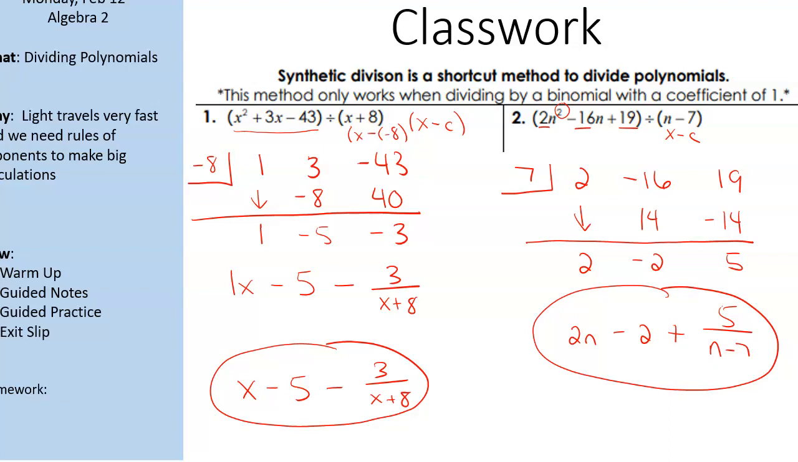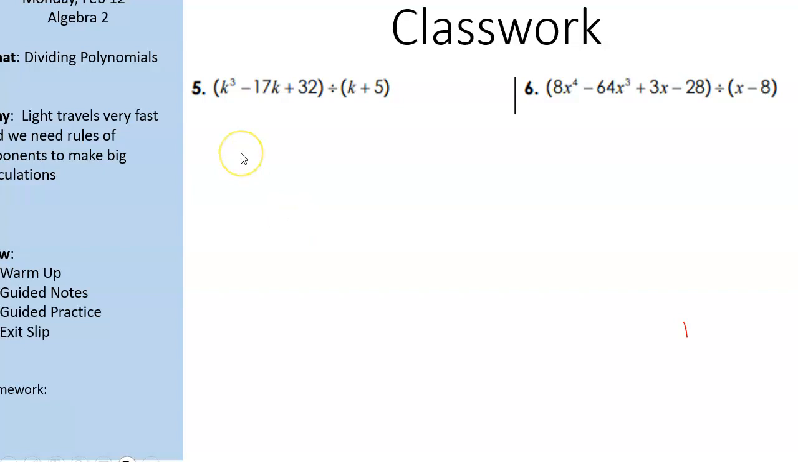Okay, so the next one, same thing. Going to write it in order. Now we are missing a k squared. We have the third power, then we have the first power. So we're missing that k squared. We're going to do the same thing with that place value. So 1k to the third, that's 1. I don't have k squared, so I'm going to put 0 there. Then negative 17, then 32. And my box is going to be opposite of what I see, so that's negative 5.